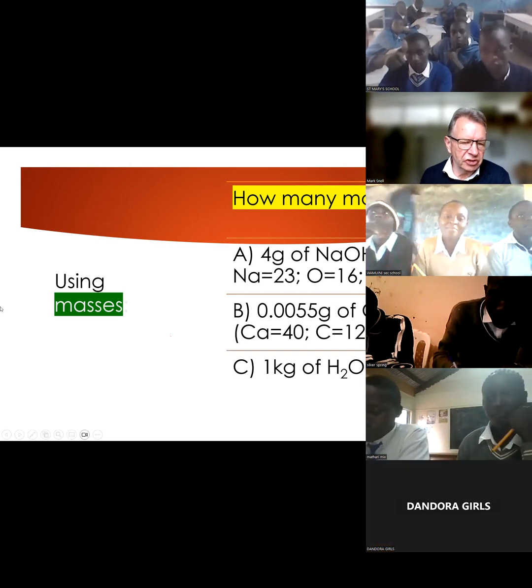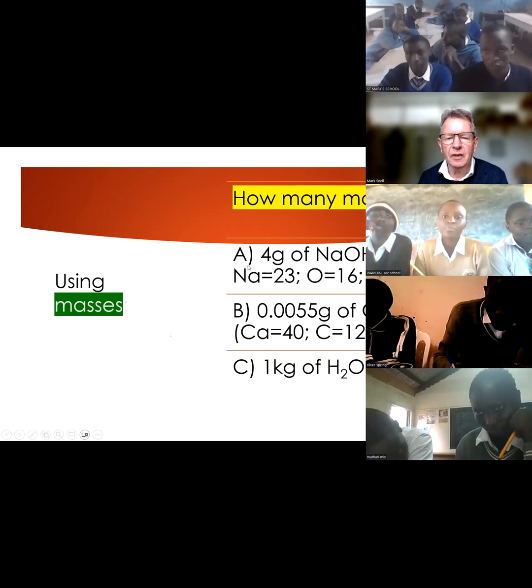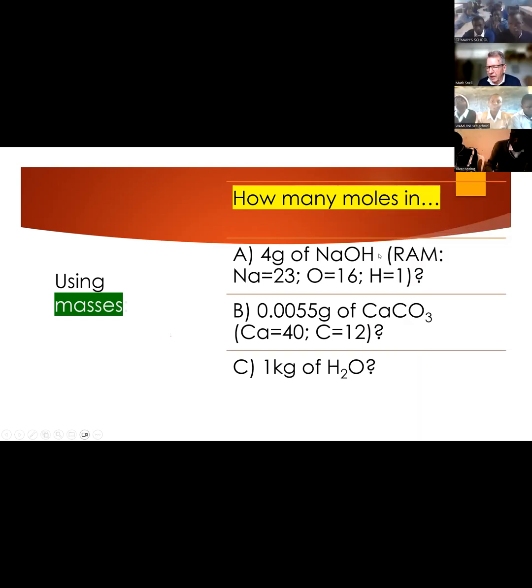So I'll just go to the answers on these so you can see how you're getting on. So 4 grams of NaOH, 0.0055 grams of CaCO3, and a kilogram of water. A kilogram being 1,000 grams, you would have to turn it into grams first and then divide by the mass of 1 mole of water, which is 18. So we're going to move on in fairly soon.